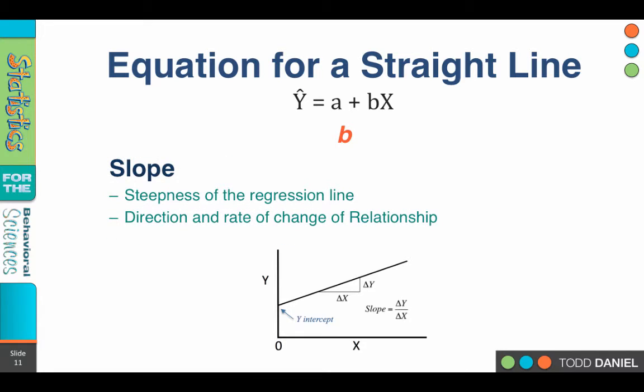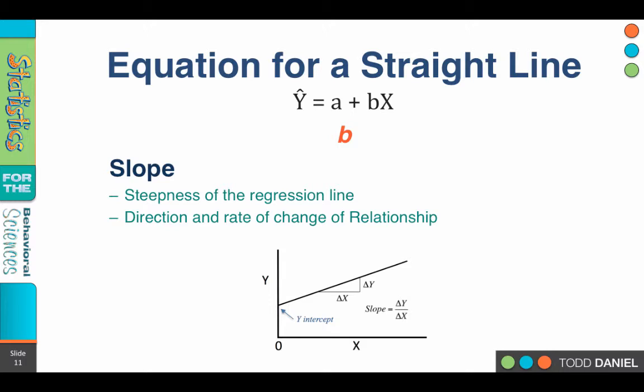Now what about that b value? That's the slope. It's the steepness of the regression line. The slope is created with a formula, delta y over delta x. That's the change in y over the change in x. One way to think about this would be to think about a staircase. You probably have a staircase in your home. If not, you've seen them in public places. That staircase has a steepness to it.